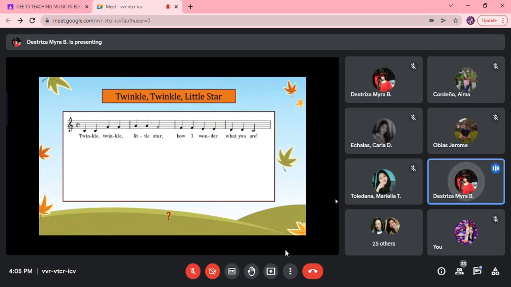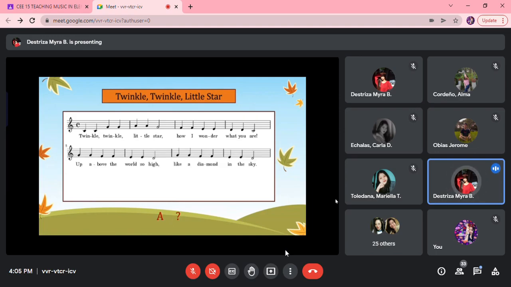So dito sa ternary, ang first pattern ng Twinkle Twinkle ay A. So pakinggan naman natin ang second pattern. So parehas ba sila ng tunog o magkaiba? As you can see, magkaiba sila. Kaya ang second pattern will get the second letter of the alphabet, which is B. So now we have A and B. So let's listen to the third pattern kung may pagkakapareho ba siya.